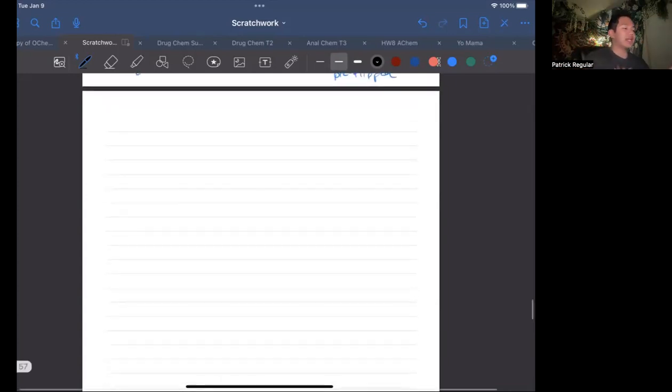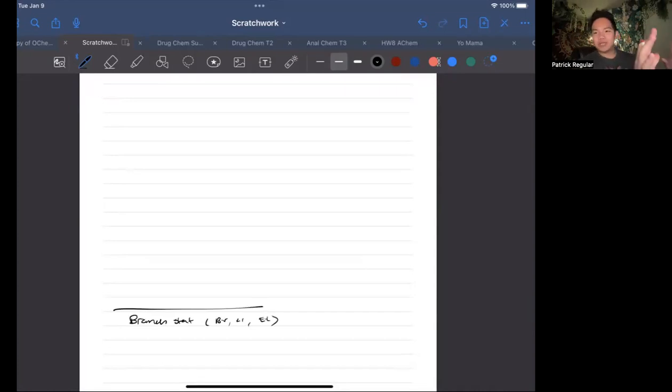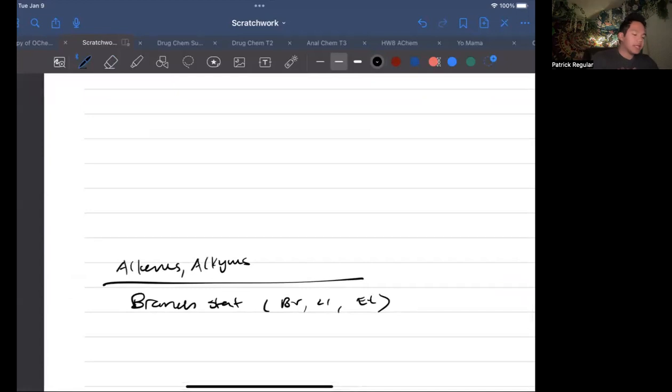Well, the general gist is that above everything else, because everything you just learned is all of your branch status. So that's your Br, Cl, alkyl groups like Et for ethane or ethyl groups. Those are branch status groups. They don't change. Now the bottom of the barrel are going to be your alkenes and alkynes. And then you have your amines and your alcohols.